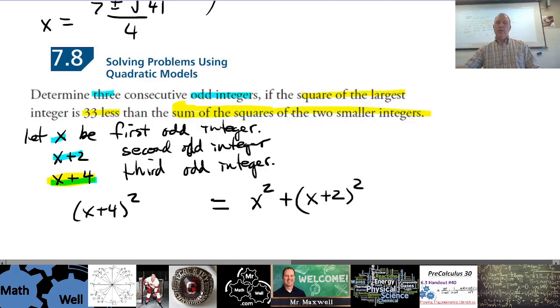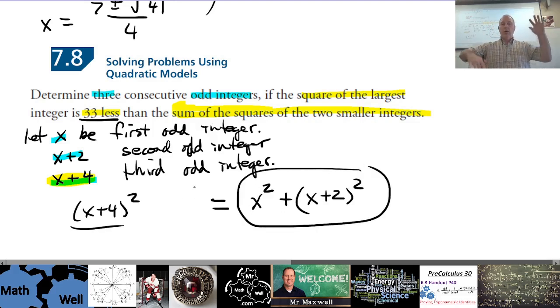Now this one is less. It's 33 less than this sum over here. So if I want to make them equal, which one do I have to add 33 to? I have to add 33 to the smaller one. That's the square of the largest integer, which is less than these other guys. So I've got to add 33 over here.